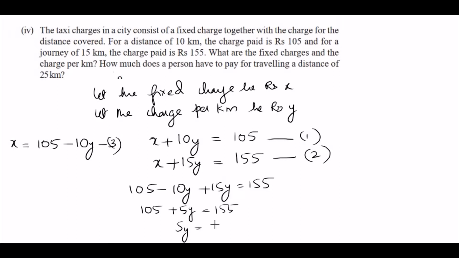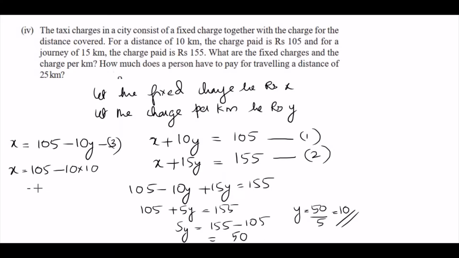So 5Y is equal to 155 minus 105, that is 50. So Y is equal to 50 by 5, that is 10. That means per kilometer the charge is rupees 10. Now we have to substitute here the value of Y to get the X value. That is, X is equal to 105 minus 10 into 10. That is 105 minus 100. That is 5. So the fixed charge is rupees 5.